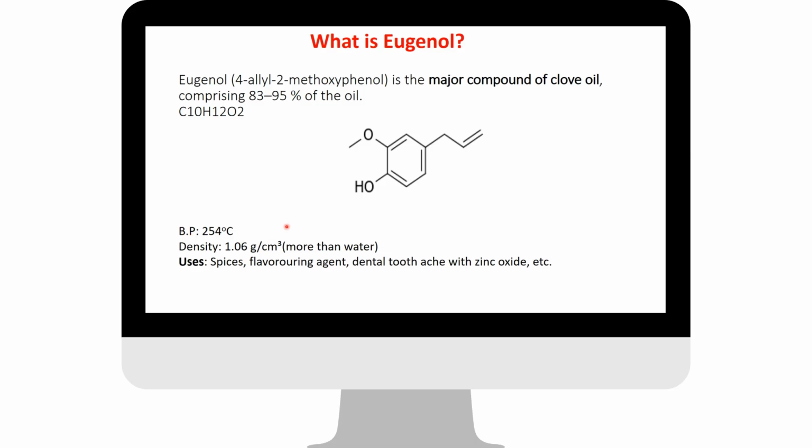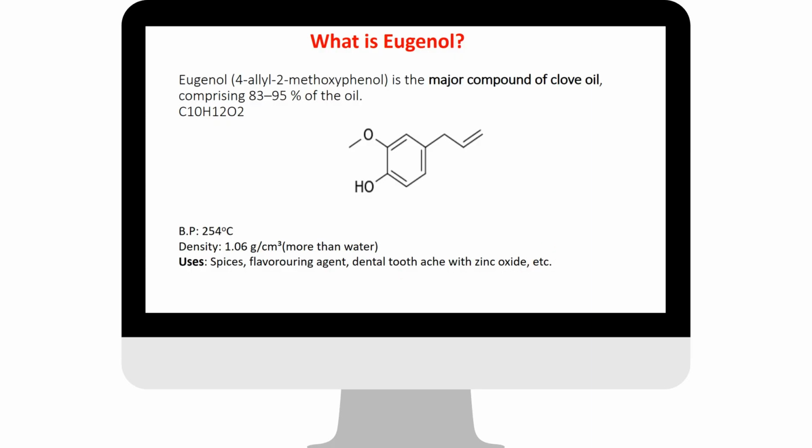Clear? If you talk about the boiling point, the boiling point is very high. It is 254 degrees Celsius. Density is also a little bit higher than that of water, and it is about 1.06. And if you see the uses, different uses are reported, like it is used in spices, as a flavoring agent, and most importantly, it is mainly used in dental toothache in combination with zinc oxide.